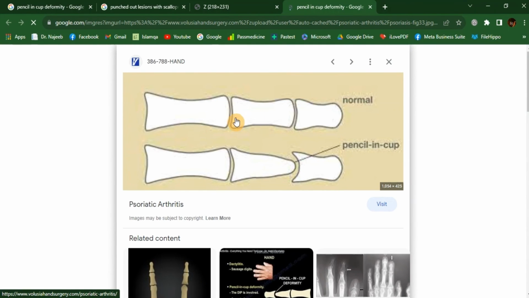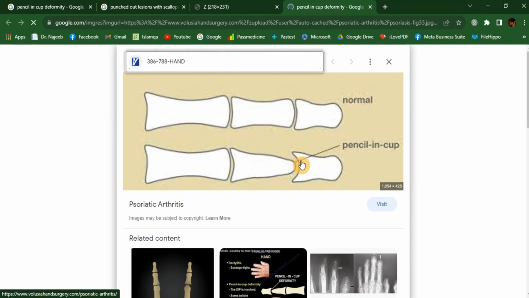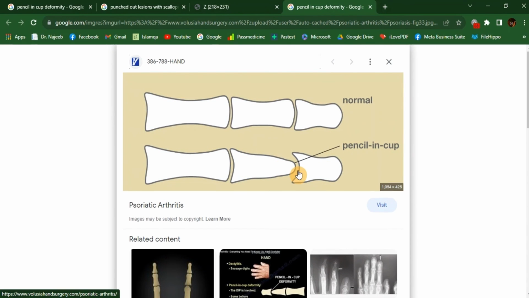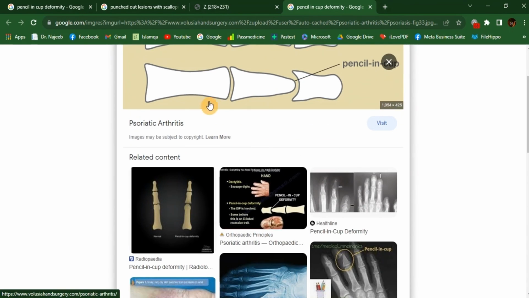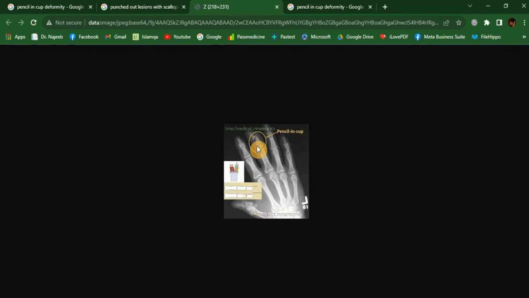So this is normal, and this is the pencil-in-cup appearance. So this is the normal. It is something looking like triangular shaped, looking like the fracture.